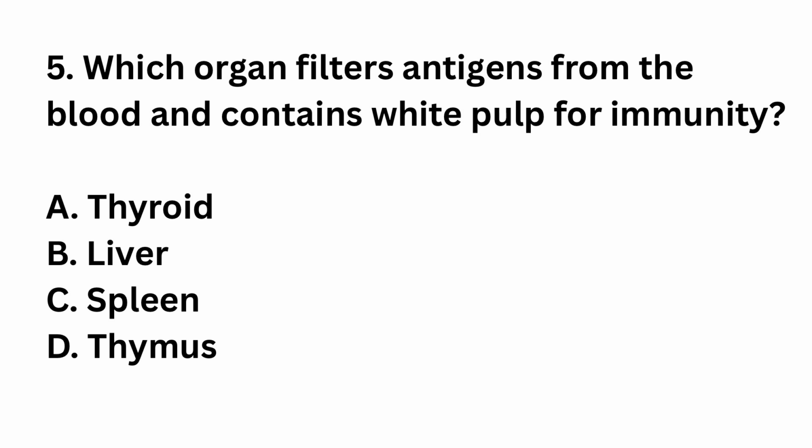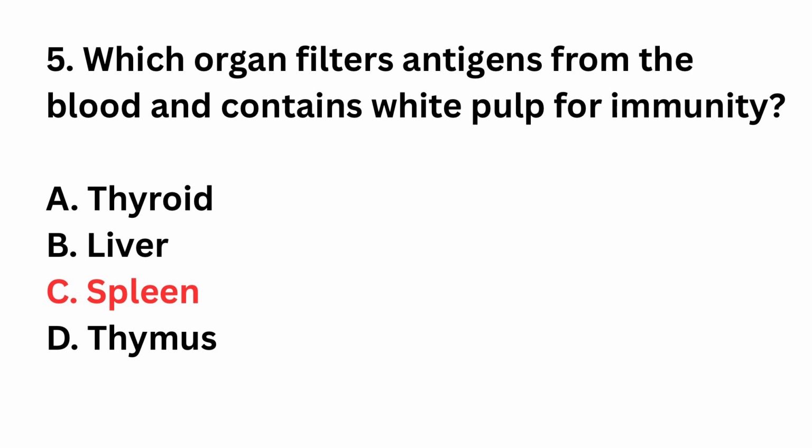Question number 5. Which organ filters antigens from the blood and contains white pulp for immunity? Thyroid, liver, spleen, thymus. The right answer is option C, spleen. It filters blood-borne antigens and mounts immune responses. The white pulp is rich in lymphocytes.